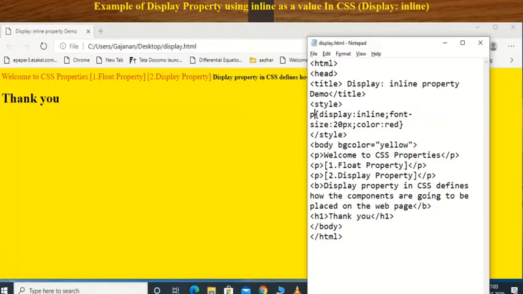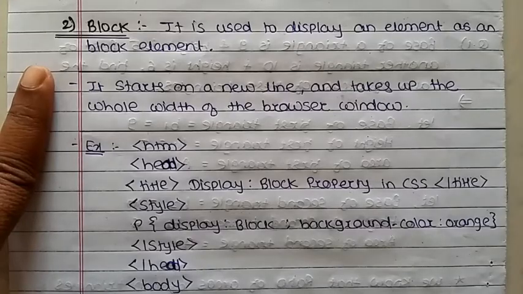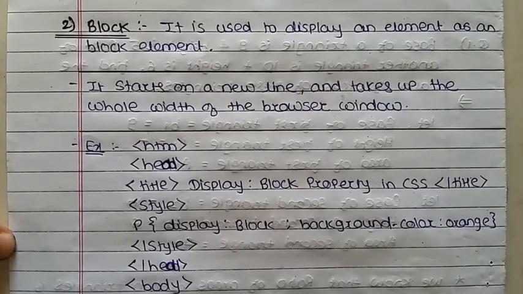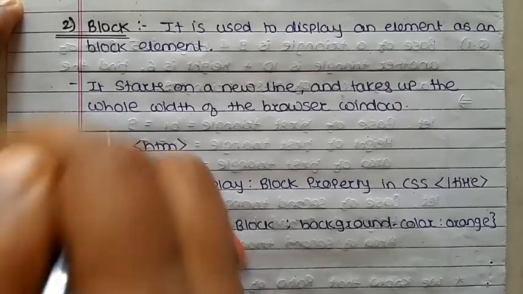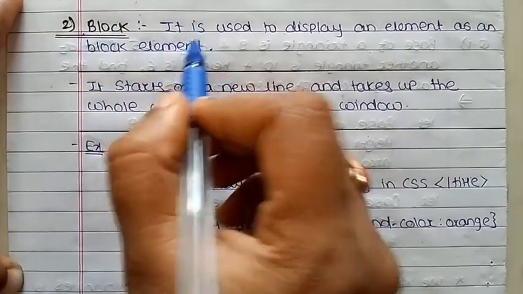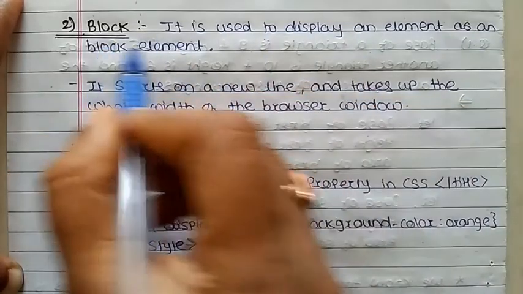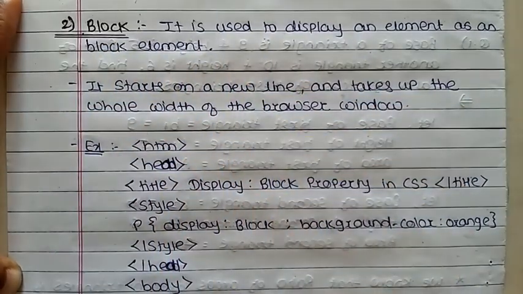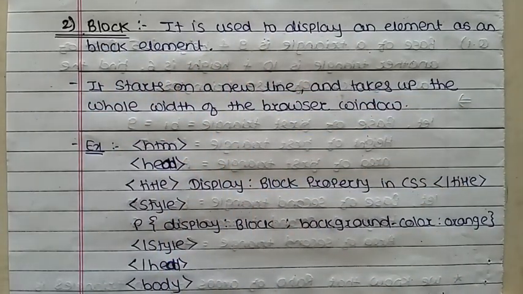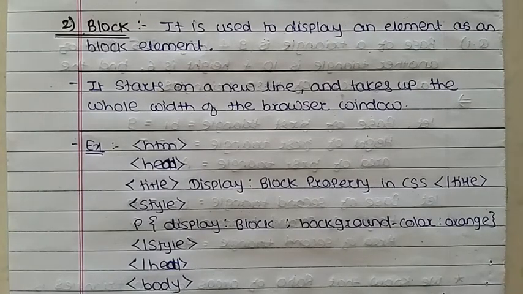Next, the type of value, that is block. It is used to display an element as a block element. It starts a new line and takes up the whole width of the browser window. It starts a new line, but it holds the width of the browser window.